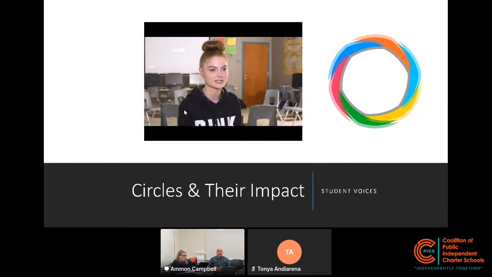Circles can be used to restore after problems, but even more importantly, as in this example, they are an opportunity to get to know each other. And what happened was each of the individuals started to modify their behavior because they recognized that they could share, that they had impact, and that they were recognized as an individual in a collective.